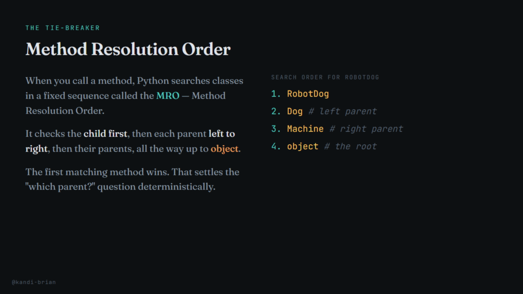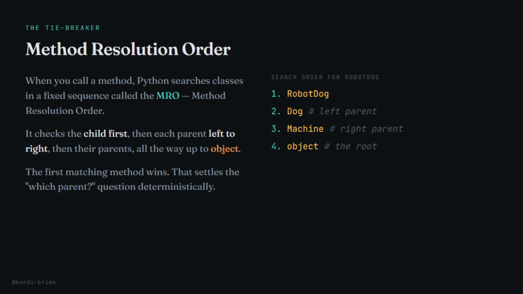So let's think about the method resolution order. When you call a method, Python doesn't guess. It searches the classes in a fixed, predictable sequence called the method resolution order, or MRO. It checks the child first. Then it checks each parent left to right, in the order you listed them. Then their parents, all the way up to object, which sits at the root of everything in Python. The first matching method it finds wins. For our RobotDog, the order is RobotDog, then Machine, then object.